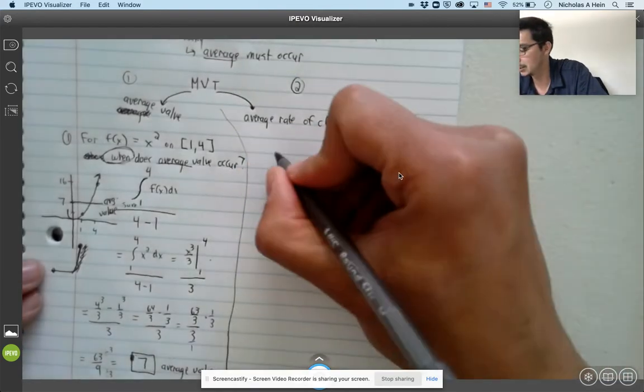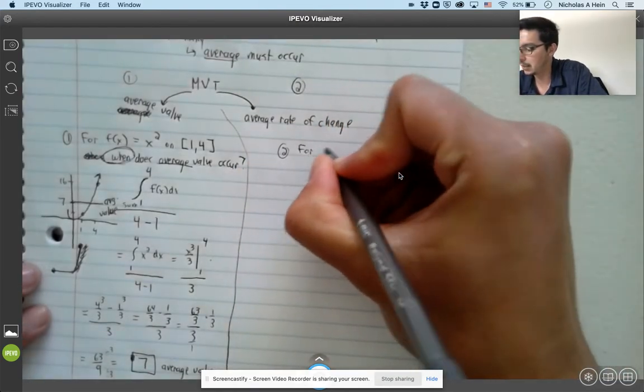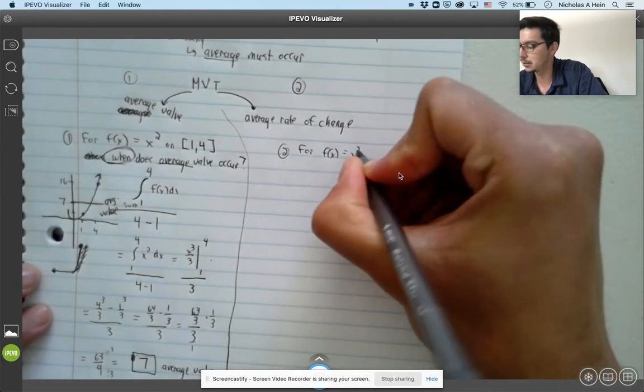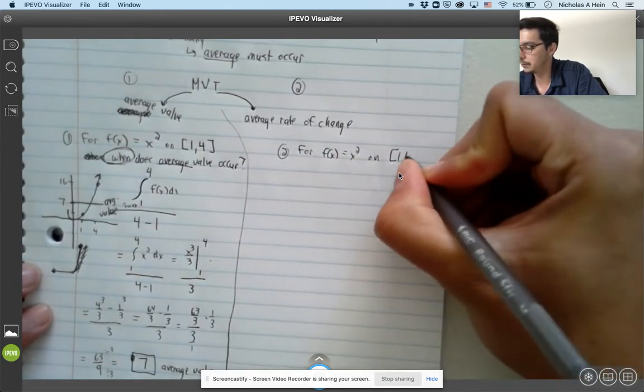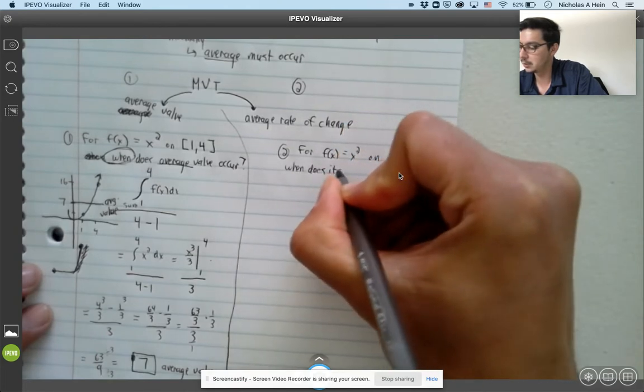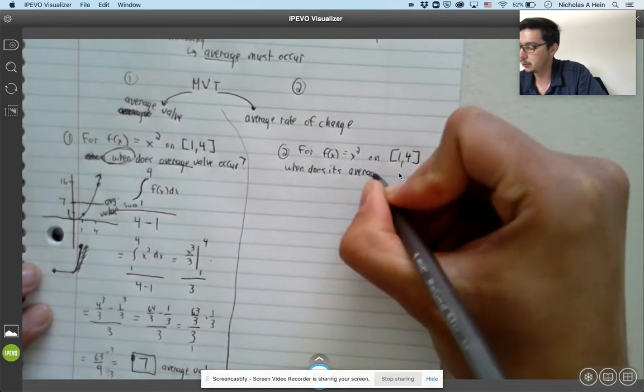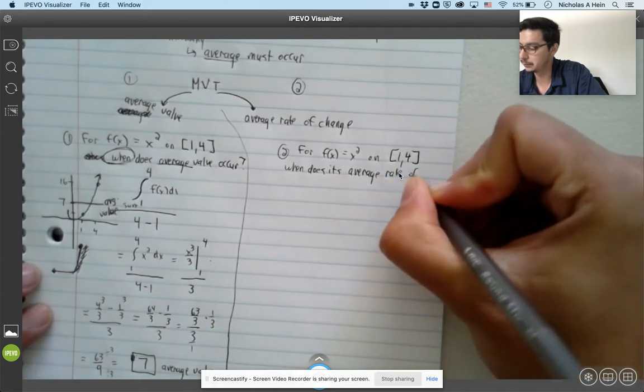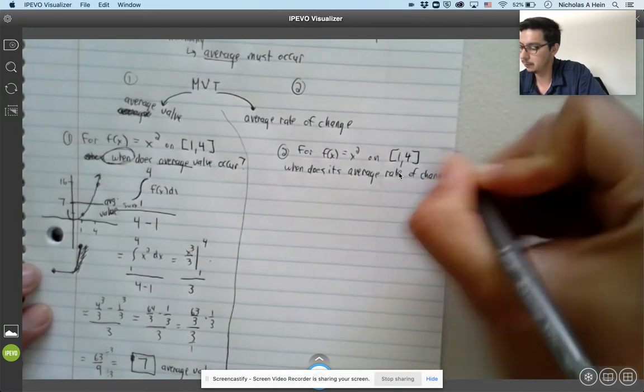Now, what about average rate of change, the second part of this? So let's say a similar problem. Let's do f of x equals x squared on 1 to 4. And the question is, when does its average rate of change occur? Okay, what if that's the question?